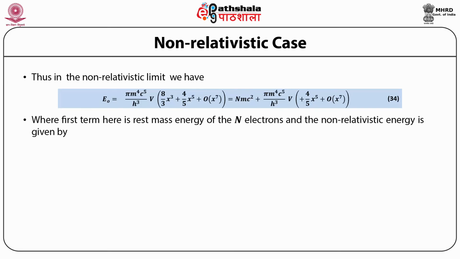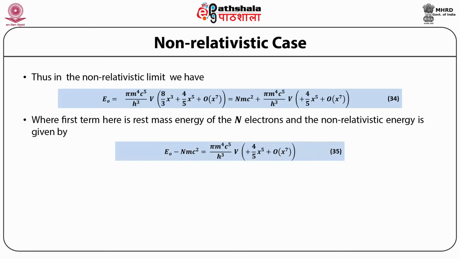Here the first term is the rest mass energy of the n electrons, and the non-relativistic energy is given by E₀ minus nmc², which is equal to π m⁴ c⁵ / h³ multiplied by V multiplied by 4/5 x⁵ plus terms of the order of x⁷.